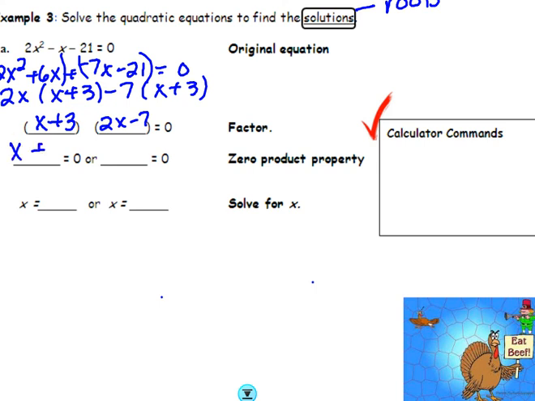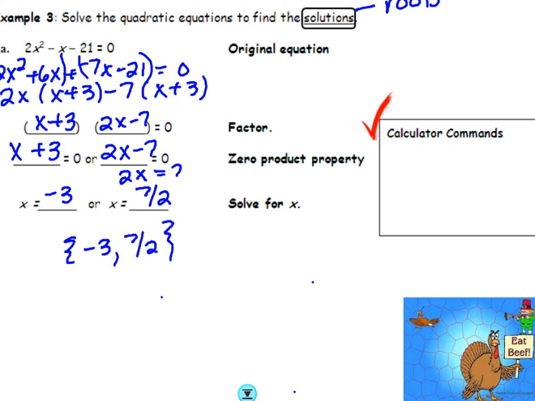Alright, set each factor equal to 0 and solve for x. Here I'm going to add 7 and then divide by 2. Now if you type your equations, check your answers. Alright, so my solution set is negative 3, 7/2. I can graph in y equals, and then find the zeros.